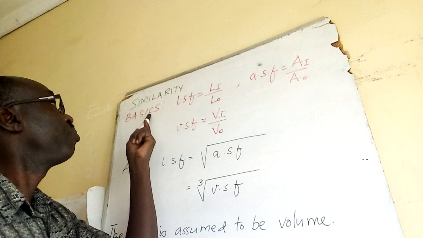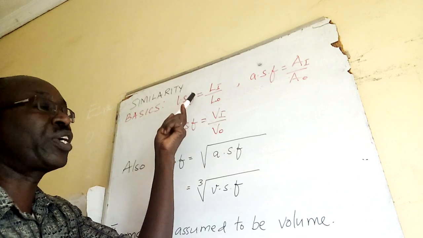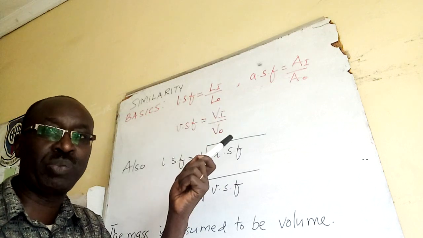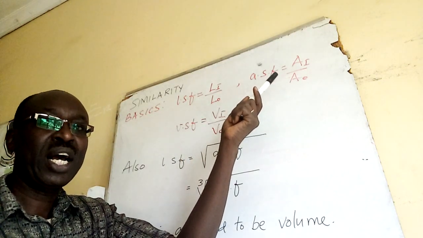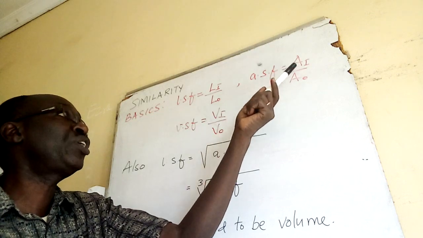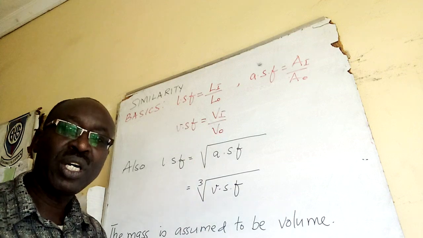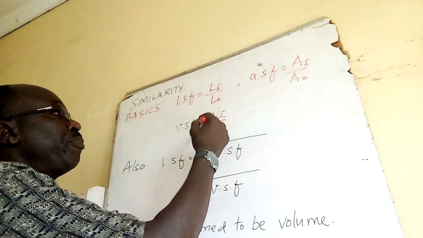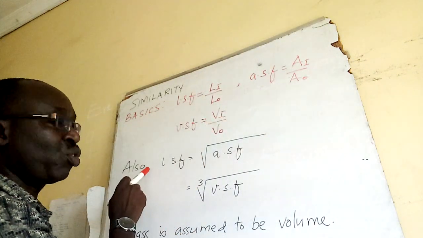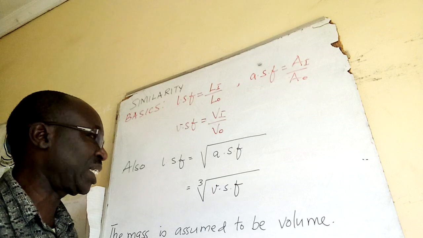Basics: linear scale factor compares corresponding lengths of image and object. Area scale factor compares the areas of image and object. And the volume scale factor is the volume of image over volume of object. This is the basic. There are also very important relationships between the three quantities.